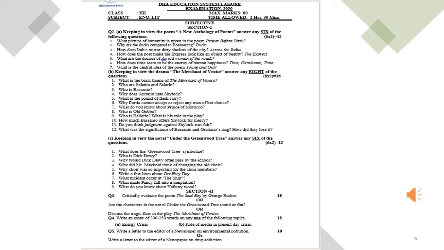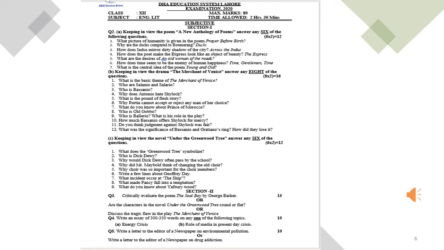Student, this is your subjective paper for second year English Literature. You can see it has 4 questions: question 2, question 3, question 4, and question 5, and it carries 80 marks. The subjective paper is further divided into 2 sections. Section 1 is based upon short questions from your syllabus books. Question 2 part A is from A New Anthology of Poems.